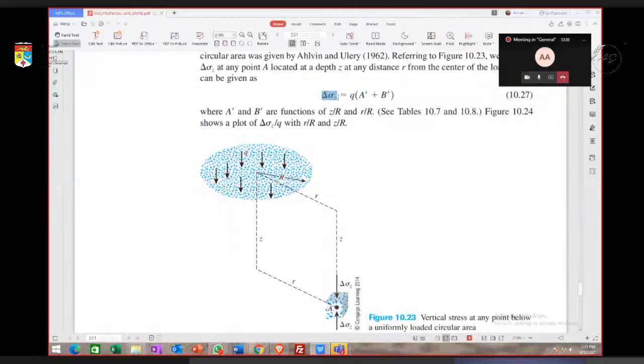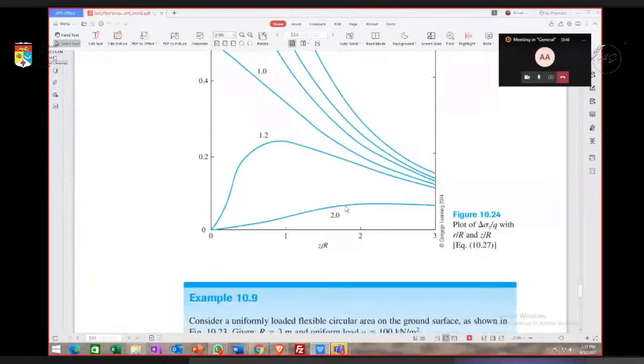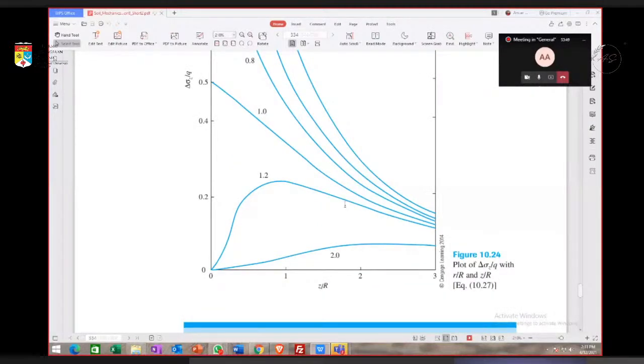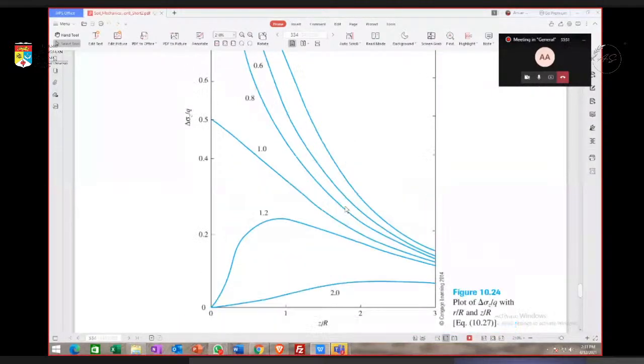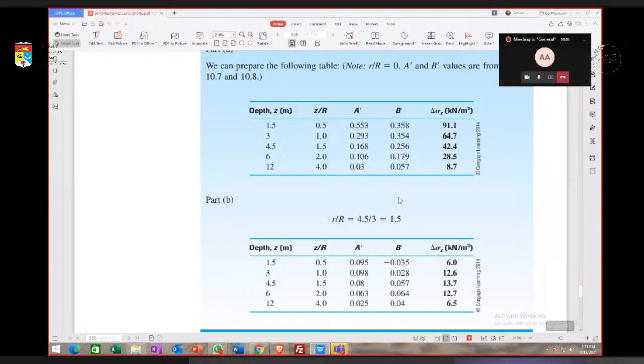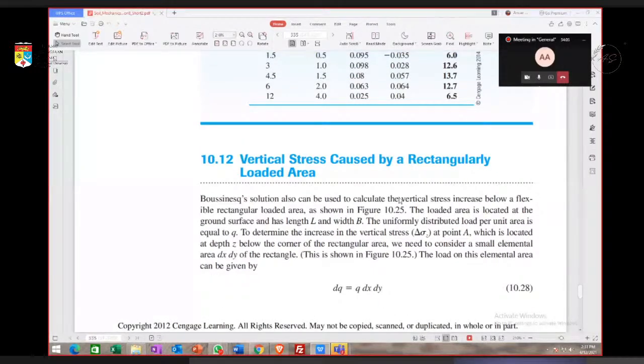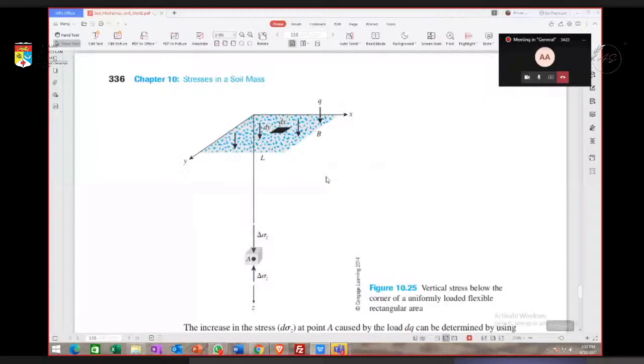Also, it is given the plot so that we can find the increase in stress here. Also, an example is given. And then after that, we learn how to calculate the increase in vertical stress due to a rectangularly loaded area, meaning that the loading is in the shape of a rectangle here.